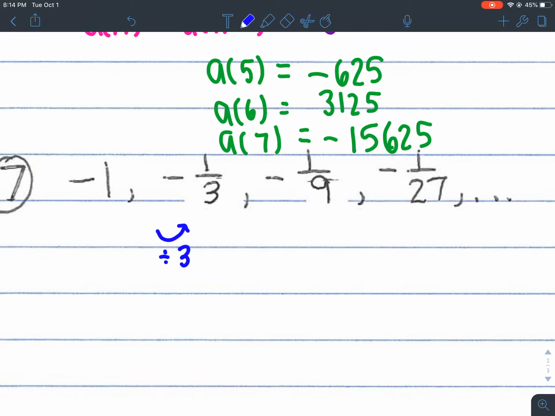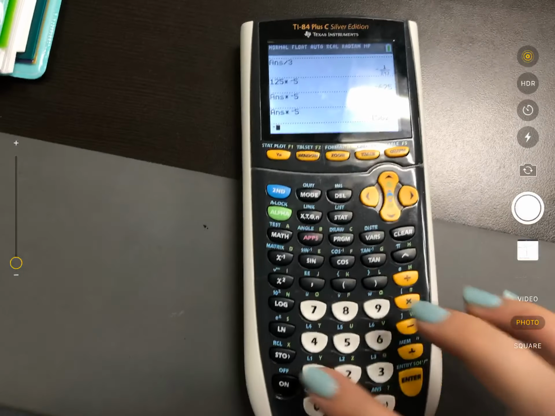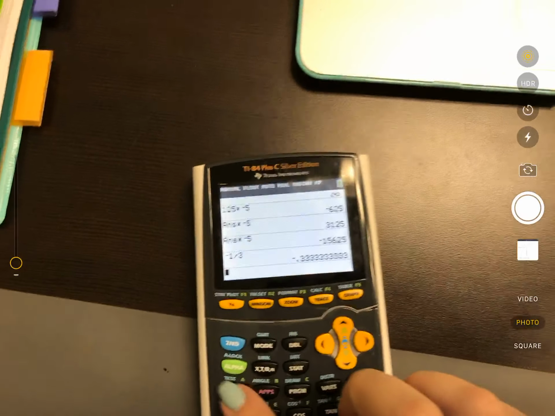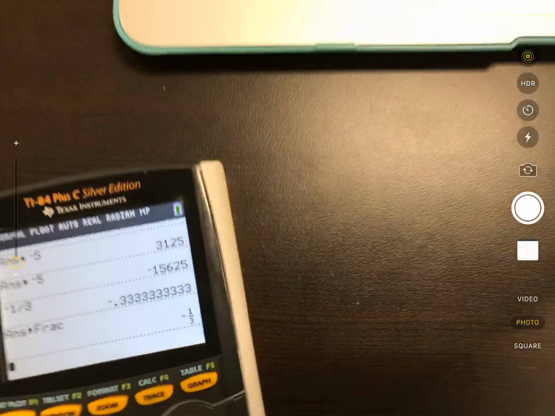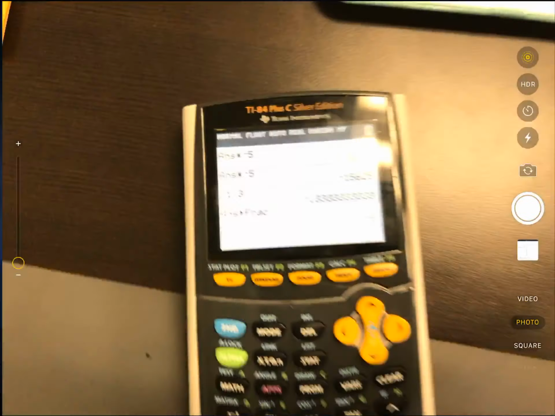This one's just staying negative, so you don't have to worry about that. So I think it's dividing by 3. Let's check our calculator to see what we get here. This is my guess. Let's look: -1 divided by 3. I get a decimal. I want to change it to a fraction, so I do math, enter, enter, and I get -1/3. Check, I have -1/3. Let's see if -1/3 divided by 3 gives me -1/9.